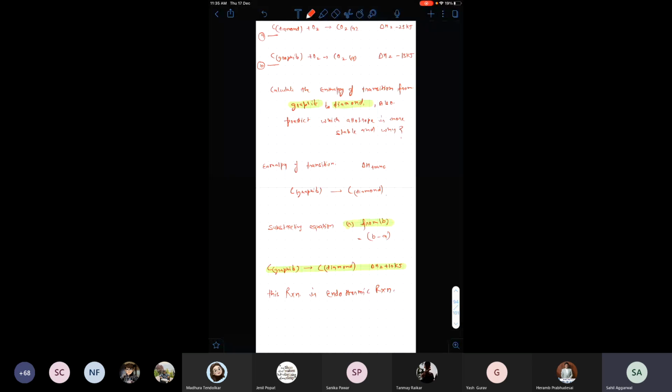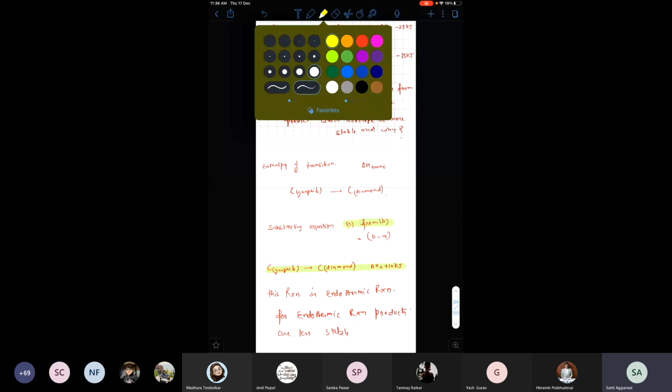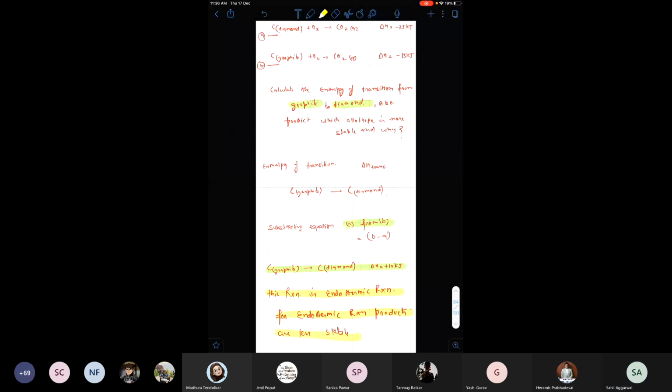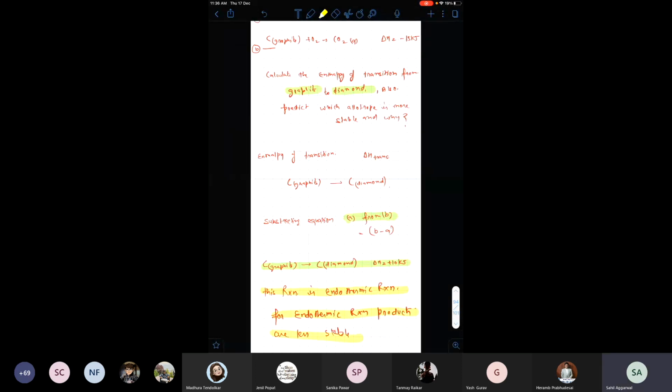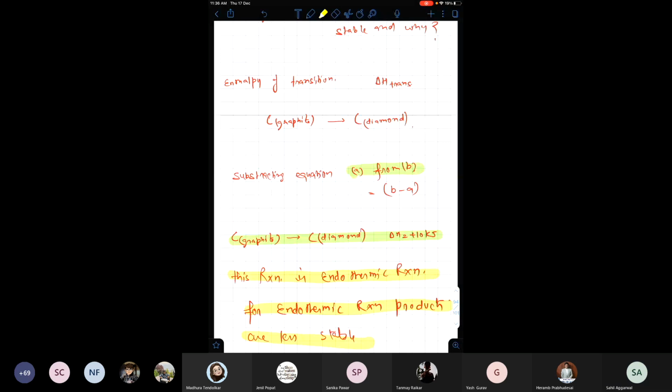For endothermic reaction, products are less stable. Very good. Products are less stable. We have seen the graphs also.